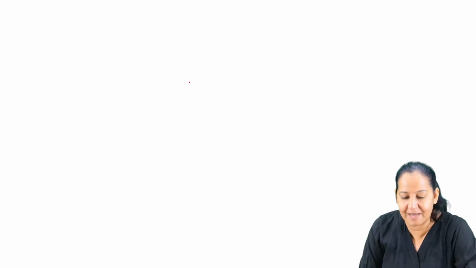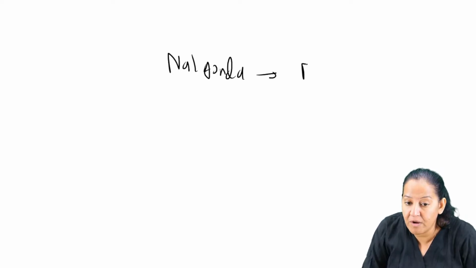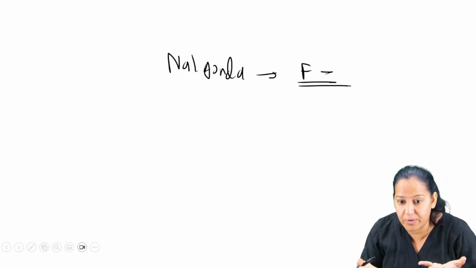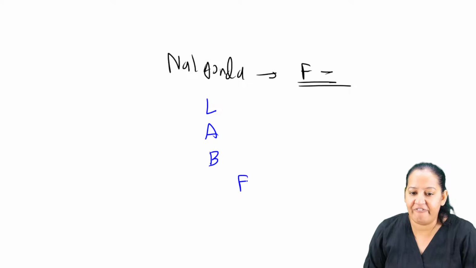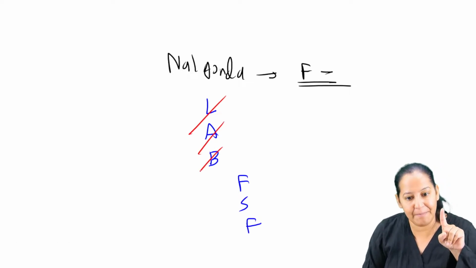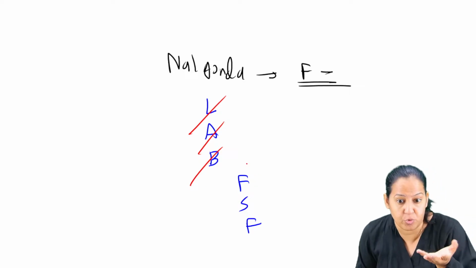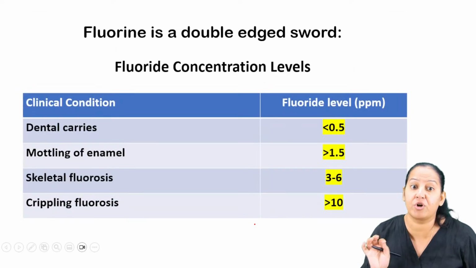So what are the six steps in the Nalgonda technique? What is the Nalgonda technique? Say removal of fluorine from the water, defluorination. What are the six steps? The steps are LAB, FSF. So what is LAB? Three things we have to add: lime, alum, and bleaching powder. And three processes we have to do: flocculation, sedimentation, filtration. So learn the sequence, you get questions on this.